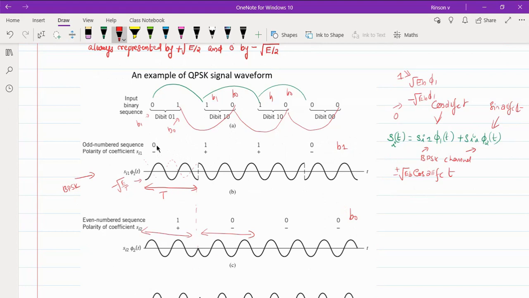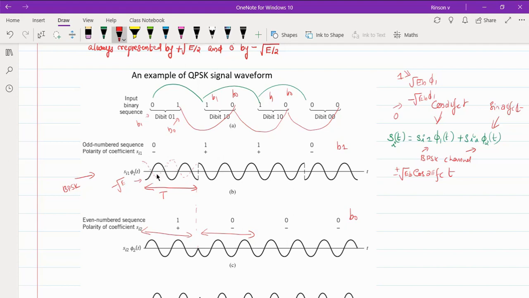Now what you have to do is 0 should be represented by cos function multiplied by minus root E. Cos function multiplied by minus root E. See, what is si1? This is root 2 by T cos 2 pi fc t, and this is either root E or minus root E. If it is 1, it is root E. If it is 0, it will be minus root E. That is, you have a cosine signal. This is a cosine signal.